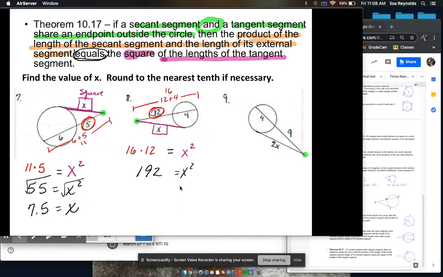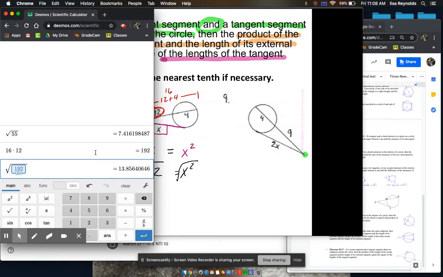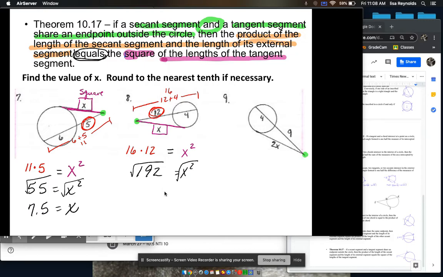And then to remove the square, we're going to take the square root. So we need to do the square root of that answer. And it is rounded to the nearest tenth, 13.9. One more time. We're working with this one. Our secant is the same calculation as before. We have to get the whole thing. We usually have to add the pieces. 4 plus 9 is 13 to get the whole thing.